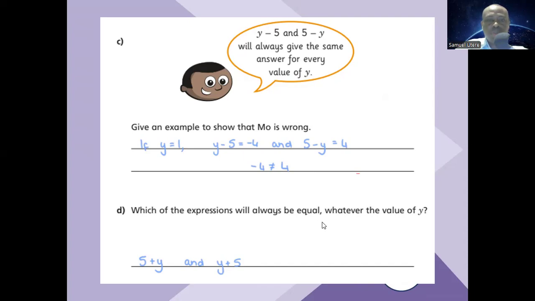Which of the expressions will always be equal, whatever the value of y? For question D, of course, it's 5 plus y and y plus 5. Okay? Remember, addition and multiplication are commutative. You can swap things around and you will get the same answer.